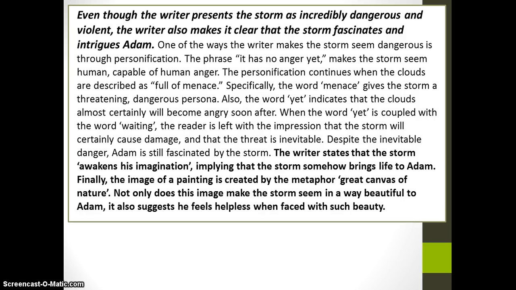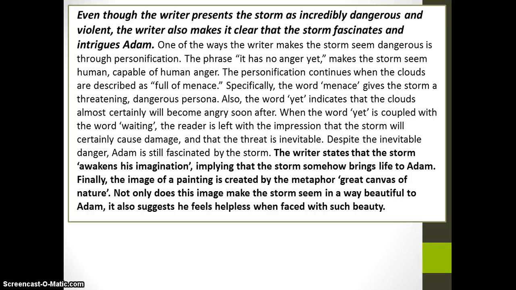So, here's my full paragraph. You'll notice the bit in bold is my overview. The bit in the middle, which isn't in bold, is what I read to you on the previous couple of slides. And finally, at the bottom, the writer states that the storm awakens his imagination, implying that the storm somehow brings life to Adam. Finally, the image of a painting is created by the metaphor great canvas of nature. Not only does this image make the storm seem in a way beautiful to Adam, it also suggests he feels helpless when faced with such beauty.